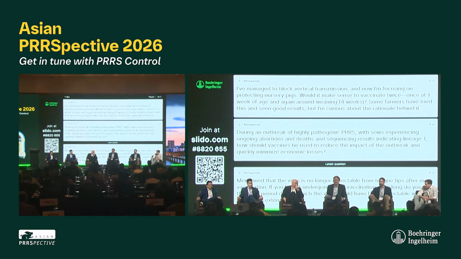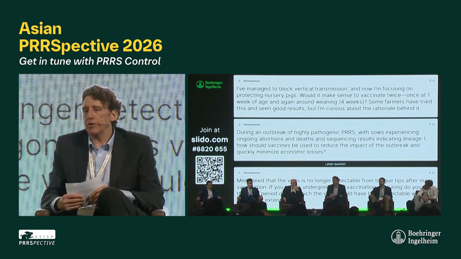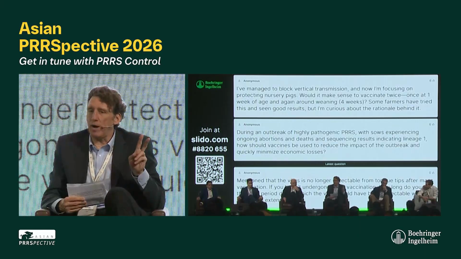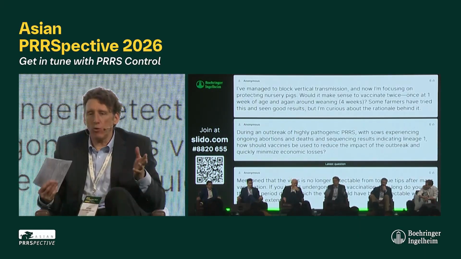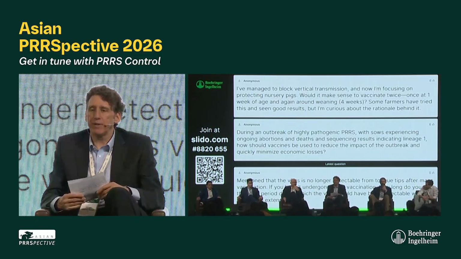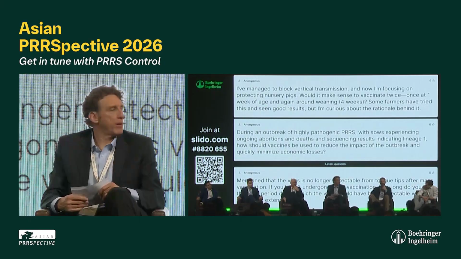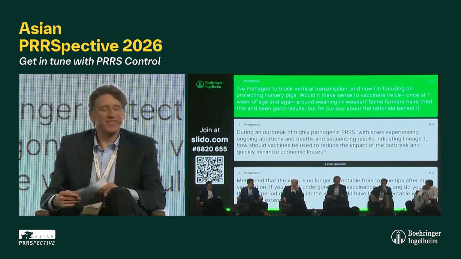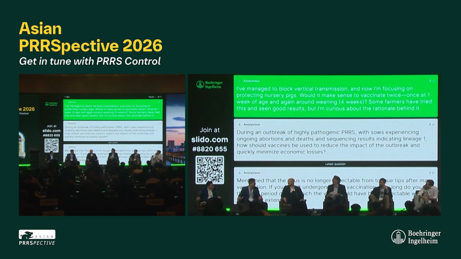So next question. I've managed to block vertical transmission, and now I'm focusing on protecting nursery pigs. Would it make sense to vaccinate twice? Once at 1 week of age and again around weaning, 4 weeks in this situation? Some farmers have tried this and seen good results, but I'm curious about the rationale behind it. Who wants to take this one? I'm curious about the rationale as well. But I think it's interesting.